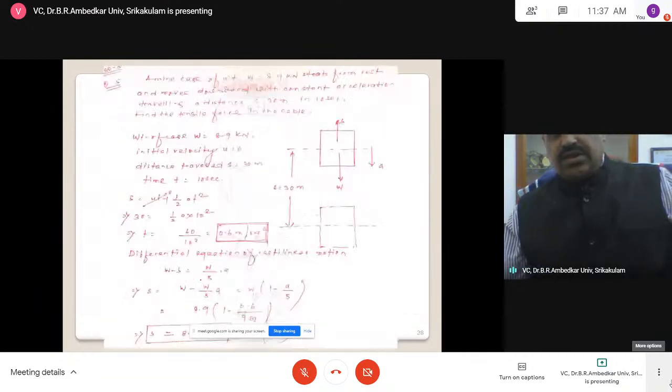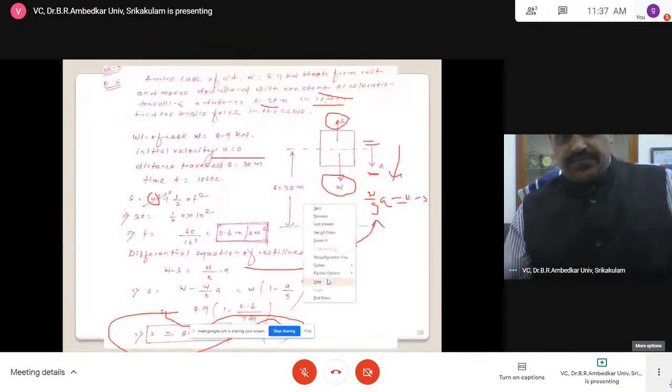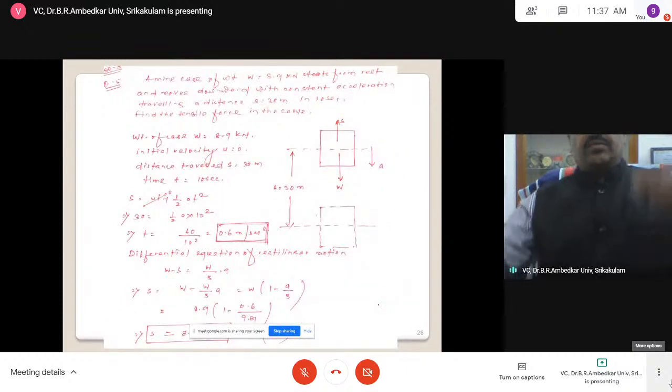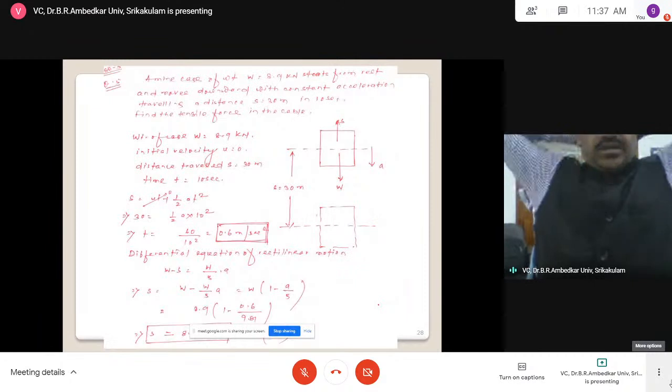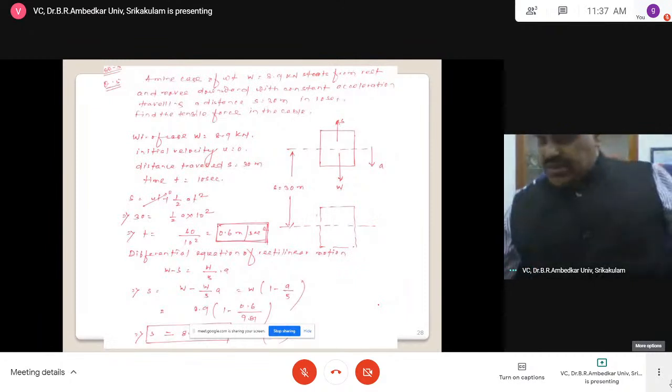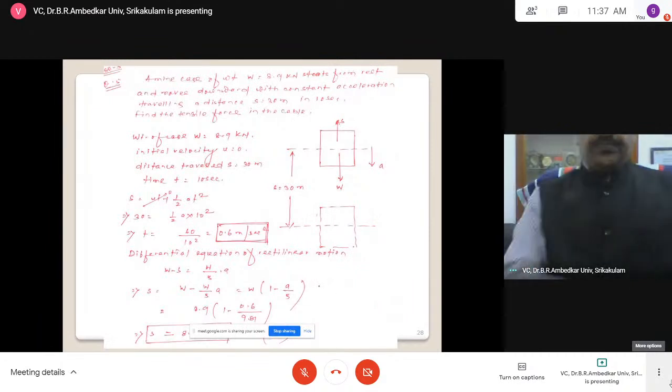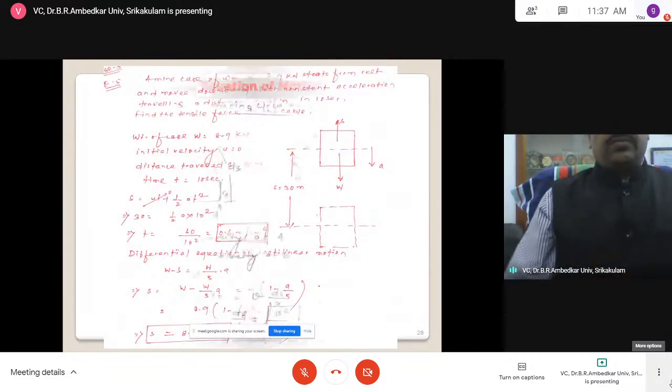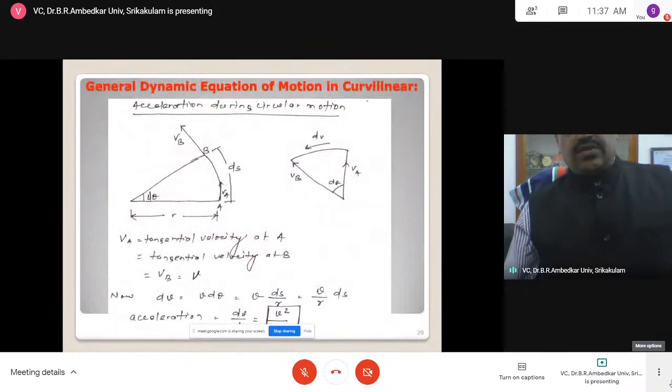With this, the rectilinear motion part is completed. Dynamics of a rigid body in a rectilinear or a curvilinear motion. Now let us come to the curvilinear motion.